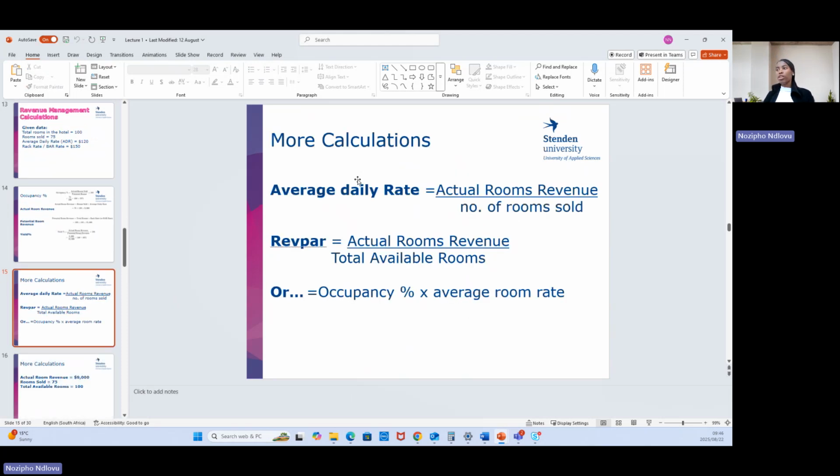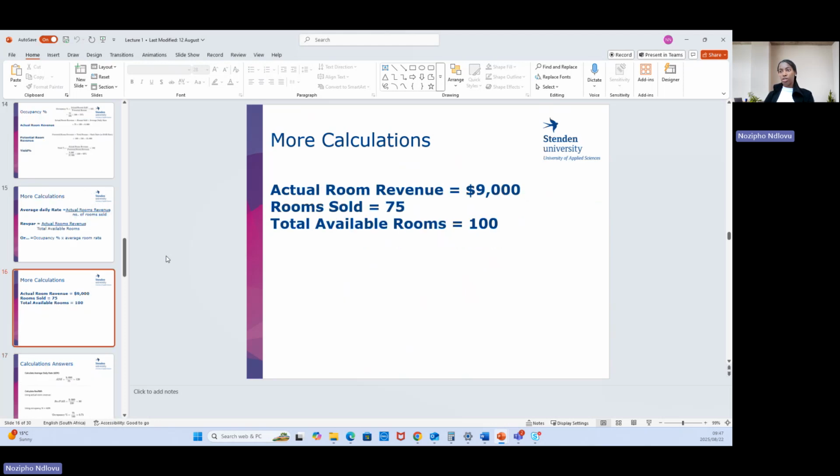Okay, then we have more calculations where we're calculating the average daily rate, which is actual room revenue divided by the number of rooms sold. RevPAR is equal to the actual rooms revenue divided by the total available rooms, or occupancy times average daily rate. These are the calculations that you need to know before you go to exam, because you might be asked to do these calculations.